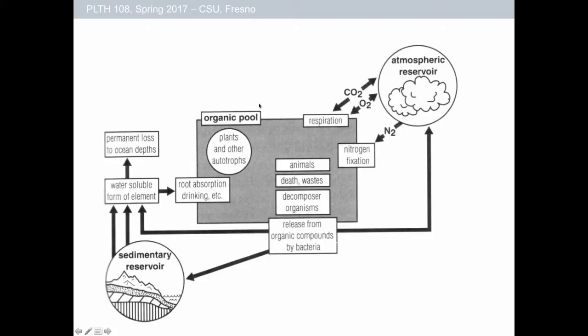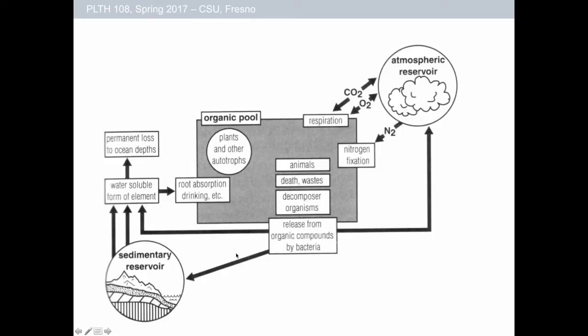And so nitrogen can enter the system. Maybe it's drunk in water, absorbed by roots. Maybe it's fixed by a bacterium or breathed in. Basically, there's a number of ways for these molecules to get in, but they all leave generally by being either excreted or the organism dies, at which point that feces or that organism gets decomposed by bacteria, and the molecule gets reintroduced into the environment.